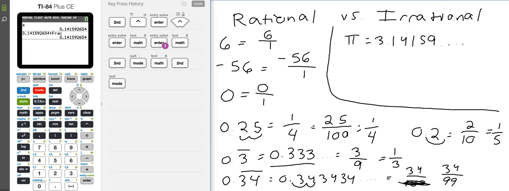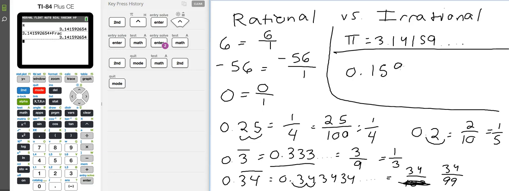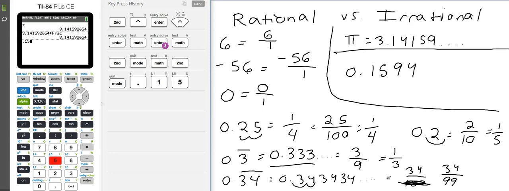So let's try an example. Let's say we have 0.1594. This is a relatively long decimal, not terribly long, but we want to see if we can write this as a fraction. Will the calculator be able to write this as a fraction for us? So you could type it in, 0.1594, click the math button, and click enter for frac. We're going to try to convert it to a fraction.